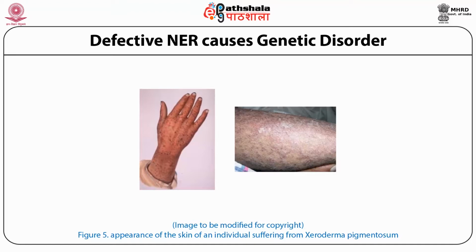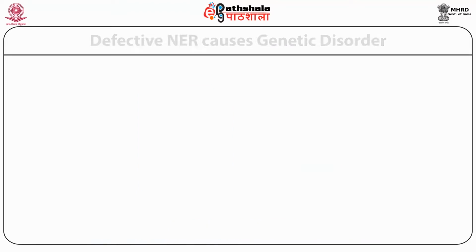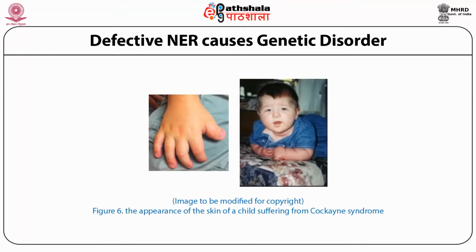Reports show that many individuals with xeroderma pigmentosum are also prone to develop many physiological dysfunctions, including neurological degeneration and developmental deficits. Another disease that happens due to the impaired nucleotide excision repair system is known as Cockayne syndrome.